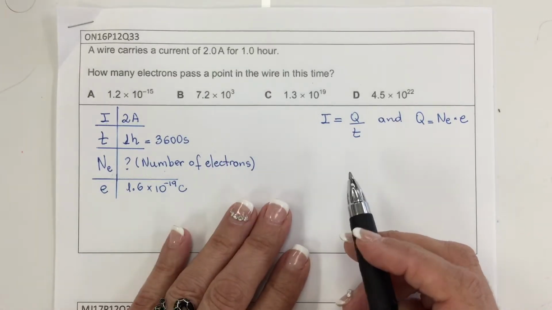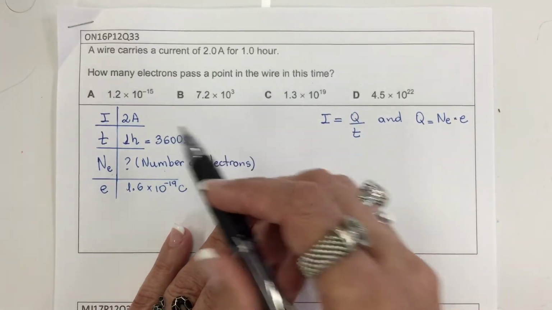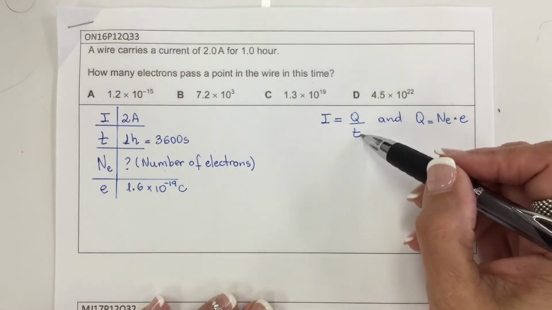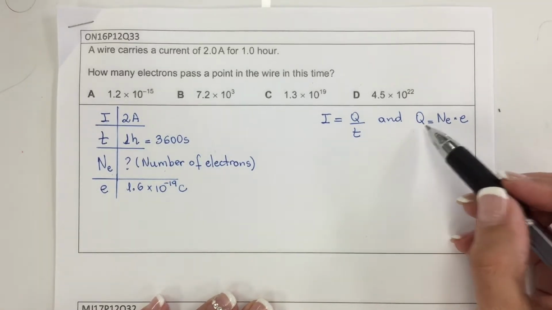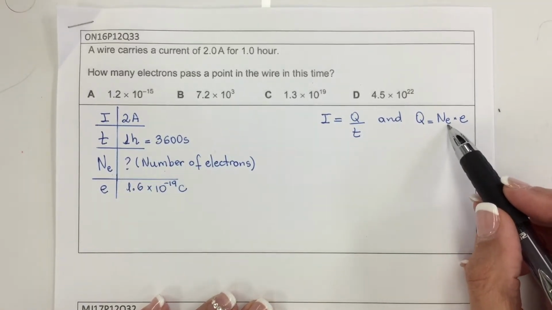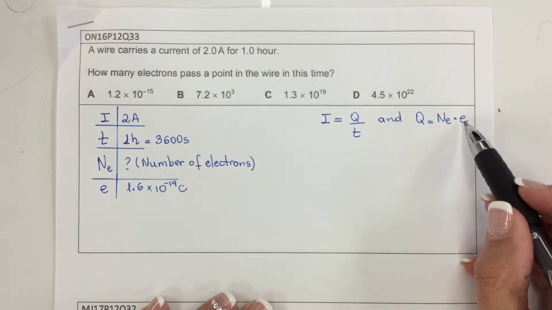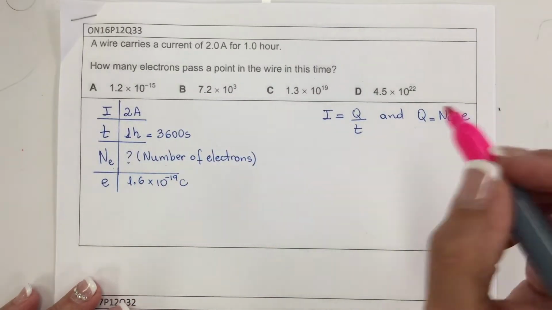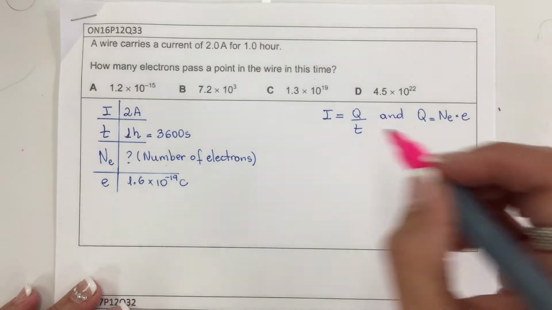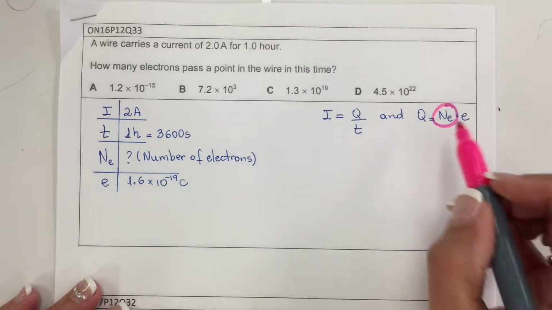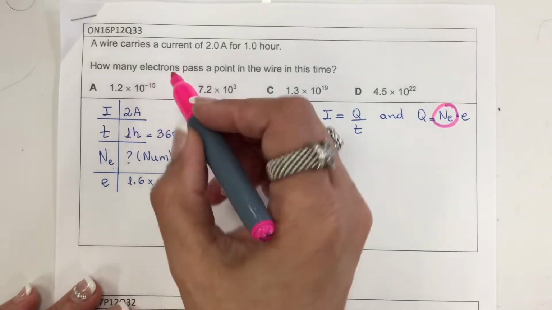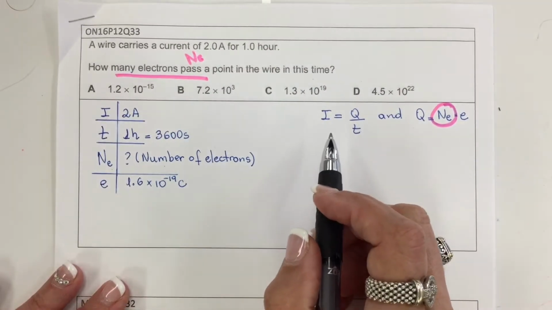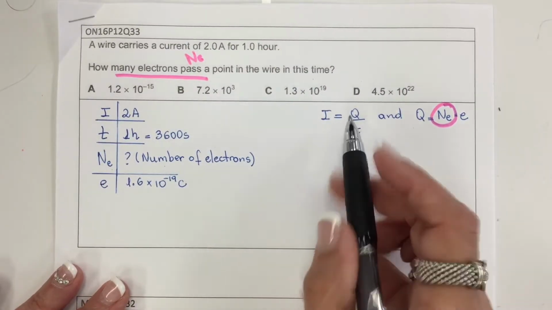Now, the only two formulas that involve everything in this table are the one for current, which is charge over time, and charge is equal to the number of electrons times the charge of an electron. With these many variables, I'm going to identify the variable that I'm looking for, which is Ne, the number of electrons. How many electrons? Ne.